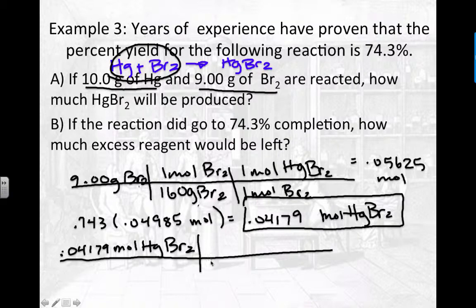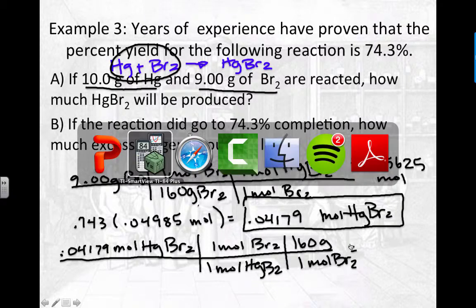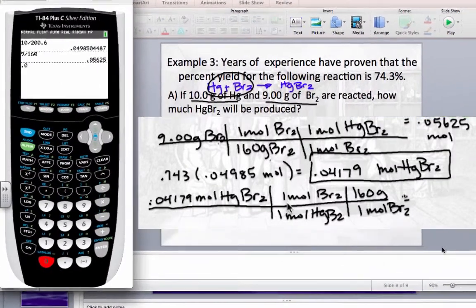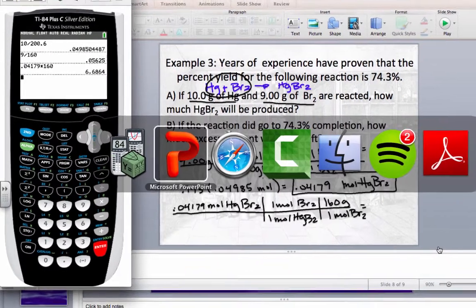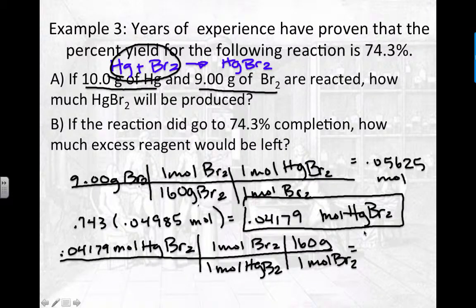So I have moles of mercury bromide. Let's turn it into moles of mercury. This is a 1-to-1 mole ratio. No big deal. And so let's do the calculator. 0.4179 moles times 160 grams per mole. I get 6.686 and so on. Well, that's 6.687 grams of bromine.